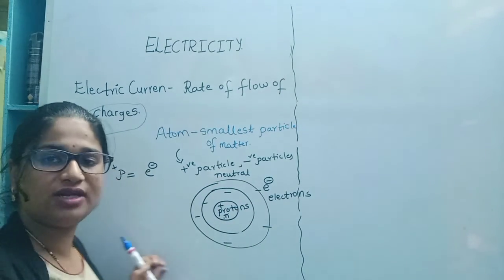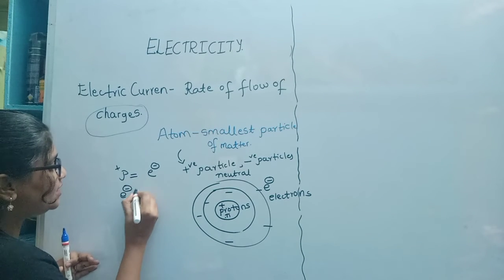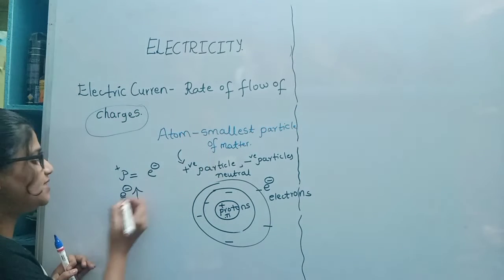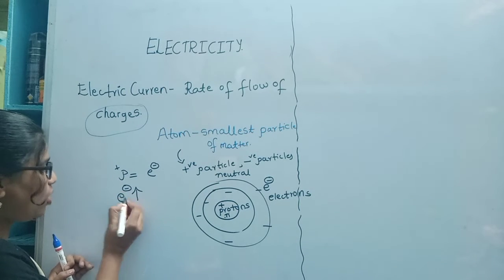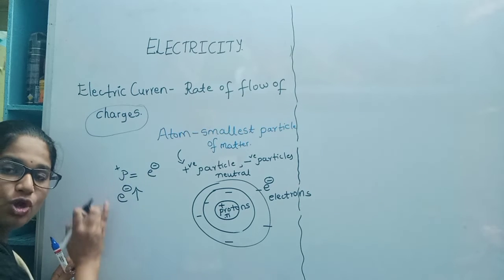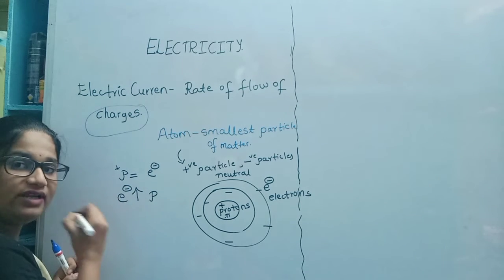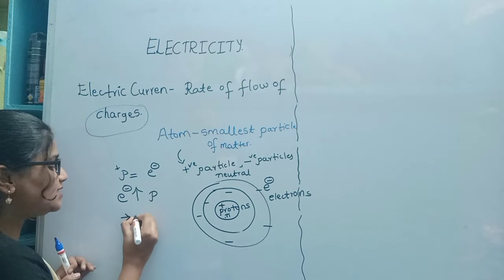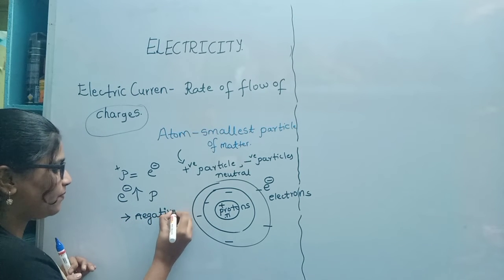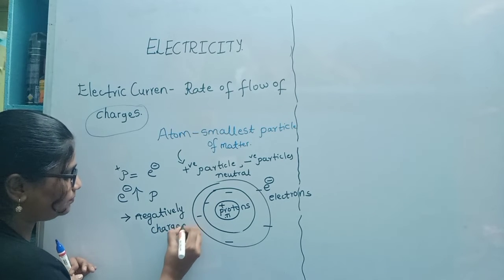But in some bodies, what happens if the electron number increases? Electron is represented by a lowercase e raised to minus. If the electron number increases beyond the protons, that body is called a negatively charged body.